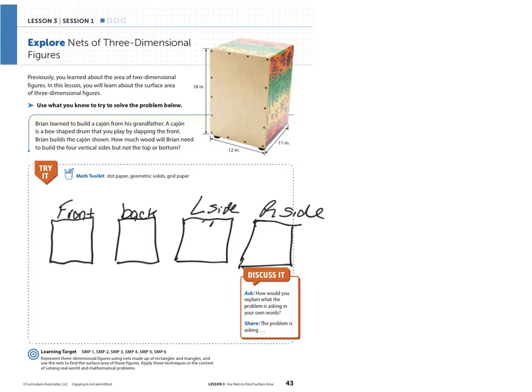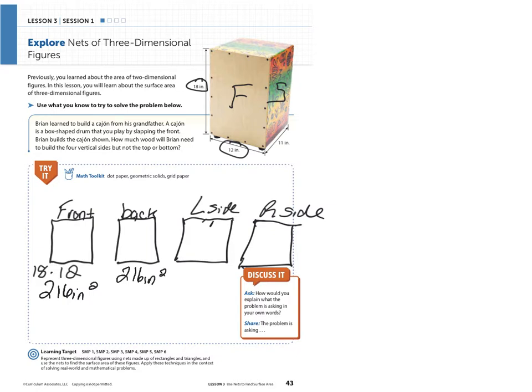Well, the front is this wood panel here. It's a drum you play by slapping the front. So this is my front. These are my sides. They're identical. My front is 18 by 12. To find the area, we do base times height. It's still the same thing. So this front is going to be 18 times 12. When you type that in a calculator, 216, and it is inches squared because it's inches here. My front and my back are the same, so my back is going to be 216 inches squared.